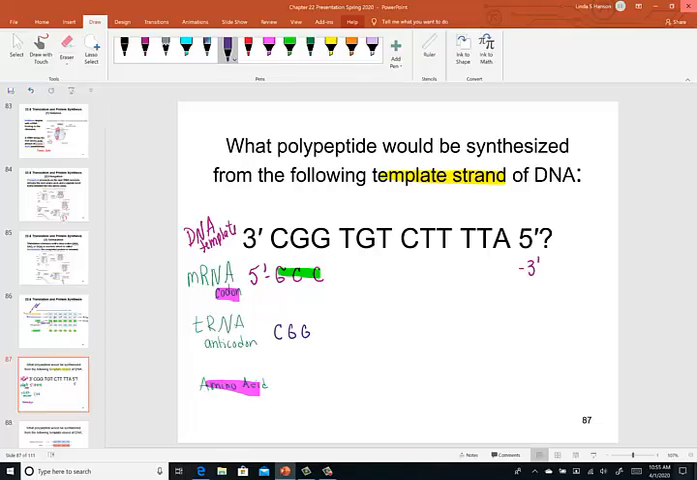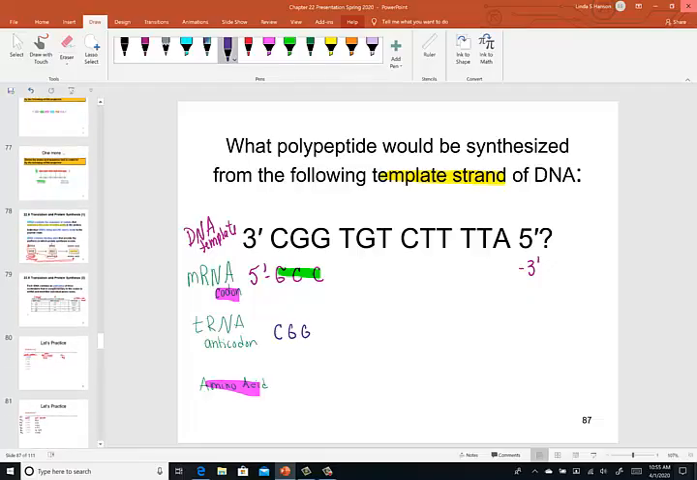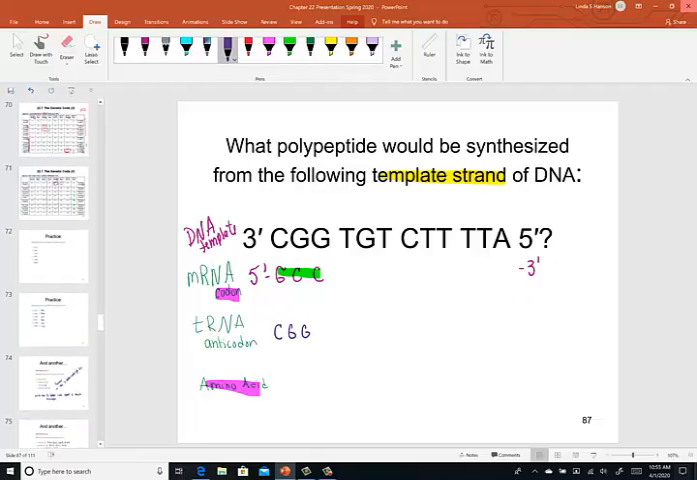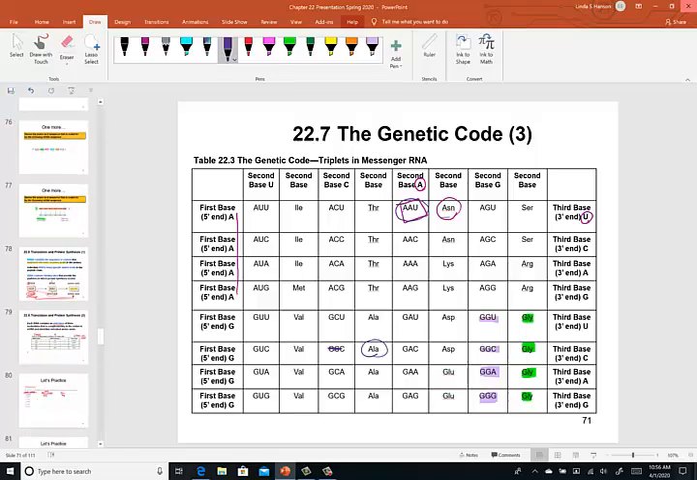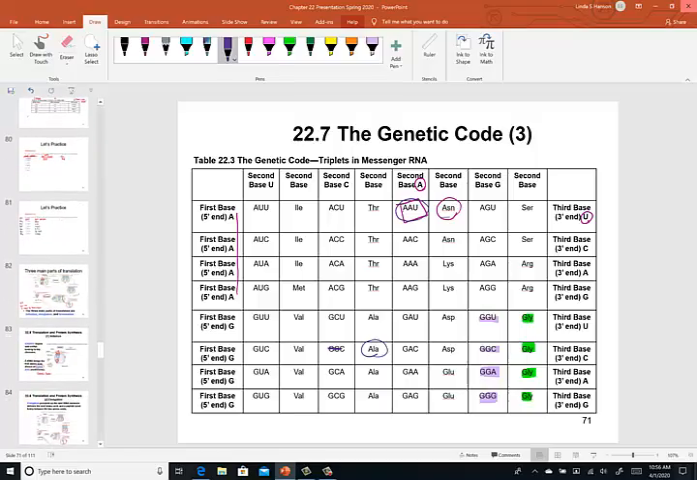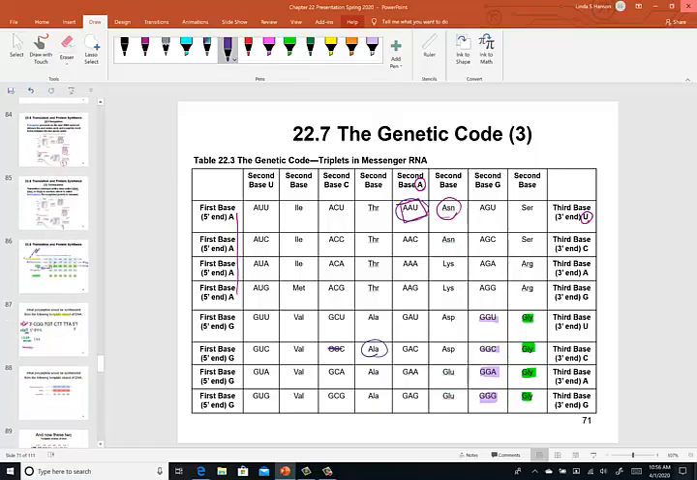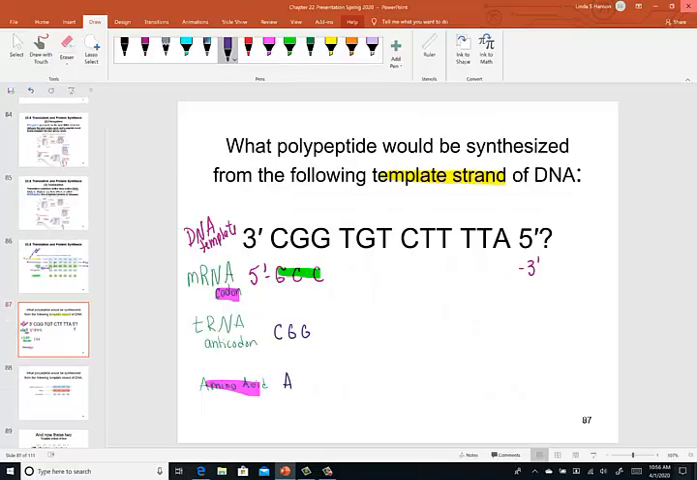So what does GCC stand for? I have to keep scrolling up. GCC, right here it is, and that's the amino acid for alanine, ALA. So we did the first one here, and that's coding for ALA, the amino acid.